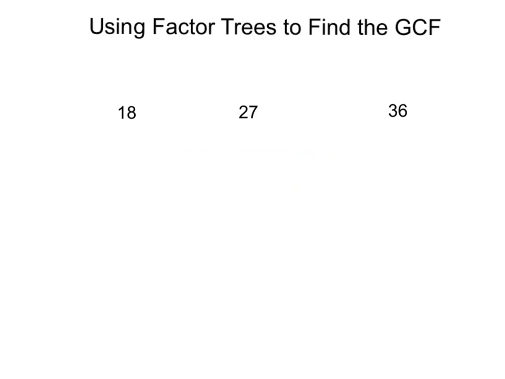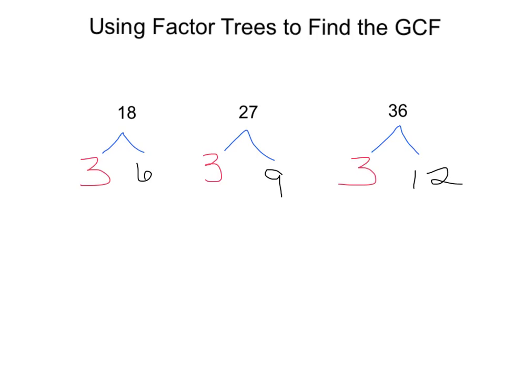Now let's look at using factor trees to find the greatest common factor. We're looking at the numbers 18, 27, and 36. So we're going to break these down. 3 is a common factor for all of these, so we're going to start with 3 since 3 is prime. And 3 goes into 18 6 times, 3 goes into 27 9 times, and 3 goes into 36 12 times.